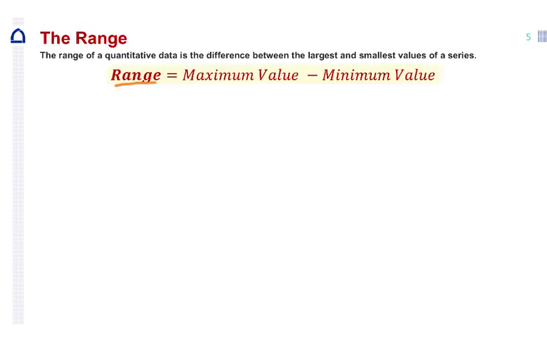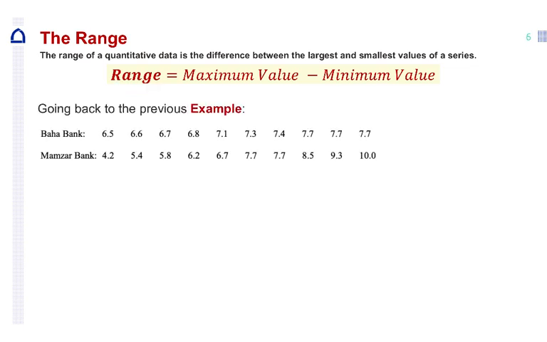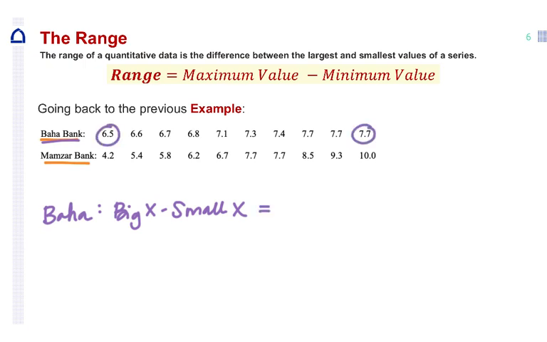The range is the easiest, it's the most simple thing to measure. You just take the maximum value of the data set and subtract the minimum value of the data set. So let's go back to our example about the bank wait times, and we can find the range for each bank. For Baja, I'll just say it's the biggest data point minus the smallest data point. So for Baja Bank, we've got the biggest minus the smallest, 7.7 minus 6.5. It looks like the range is 1.2 for Baja Bank.